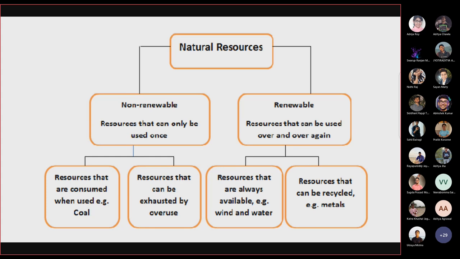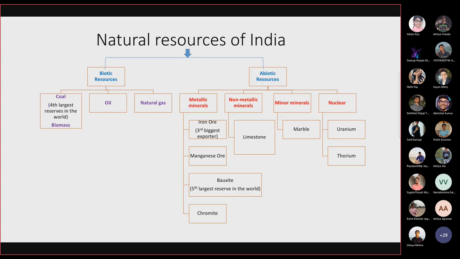Just to give more examples of natural resources, we have plenty of natural resources available in our country. So I'm giving some examples of natural resources available in India. We have biotic and abiotic resources. Biotic resources are basically what come from carbon, hydrogen, and oxygen sources.